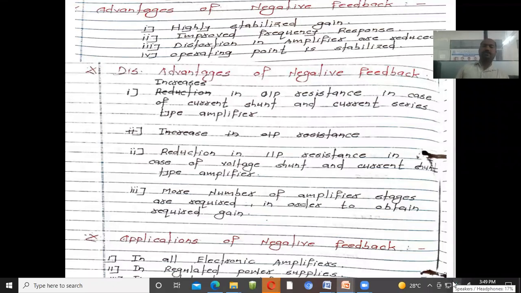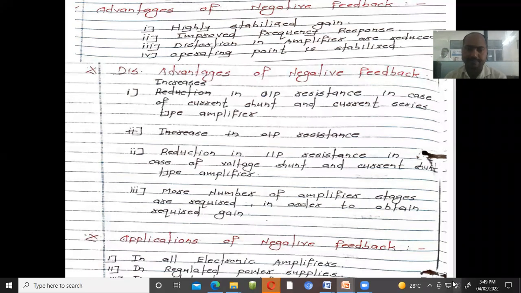Now we have to see the important part, that is the advantages of negative feedback. See, we have seen that there are different ways to use negative feedback for applications, right? We have seen that one of the applications is the amplifier. In that application, it reduces the gain. I'm telling you again, it stabilizes the gain. This will happen, right?